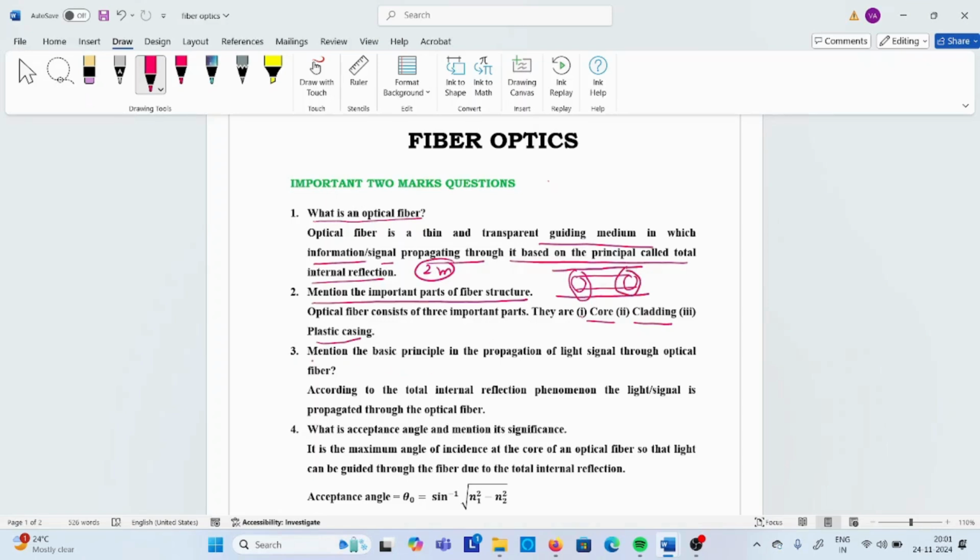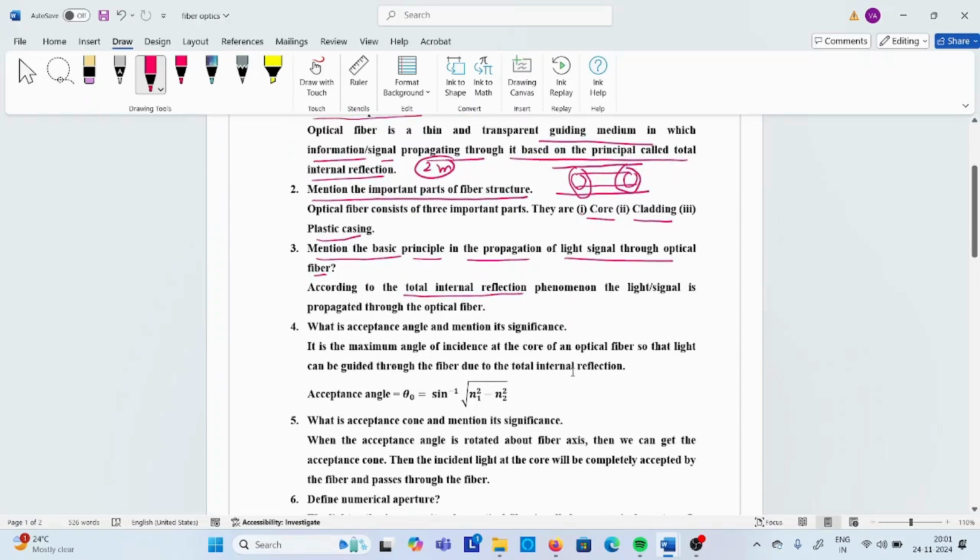And the third question is, mention the basic principle in the propagation of light signal through the optical fiber. The main principle of optical fiber is total internal reflection. Based on this principle only, the signal or light propagates through the optical fiber from one end to the other end.